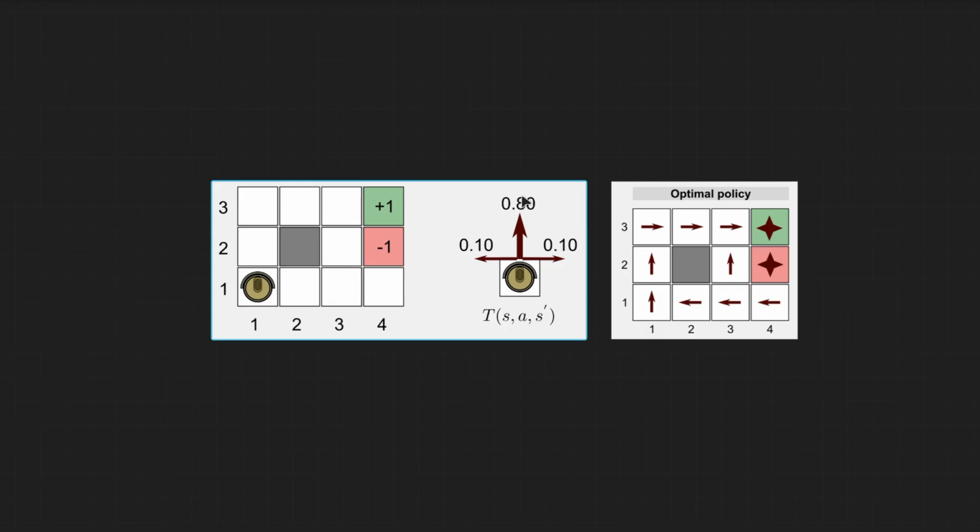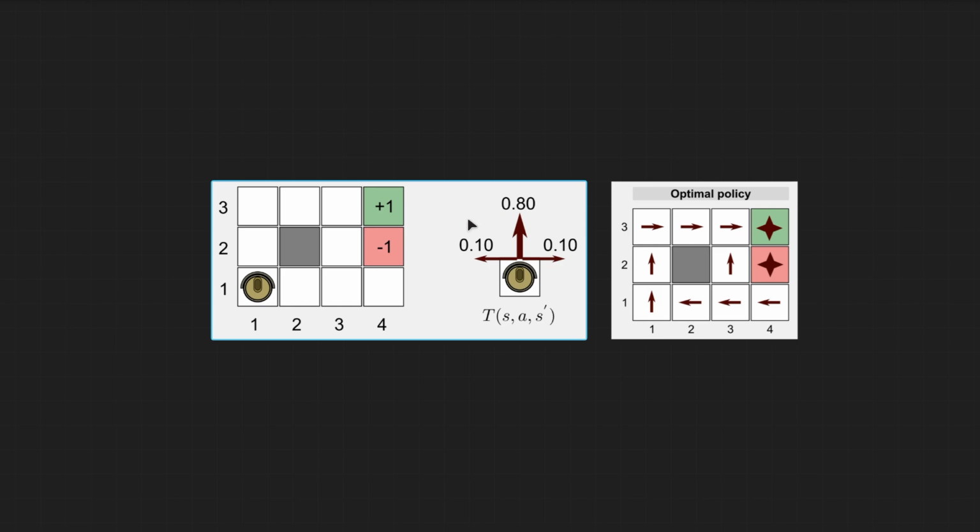The transition model is stochastic, meaning that every time the robot tries to perform an action, it will perform this action only in 80% of the cases. Here is an example: if the robot wants to go up, it will go up only 80% of the time. 10% of the time it will move left, 10% of the time it will move right, and the same applies to all the other actions.